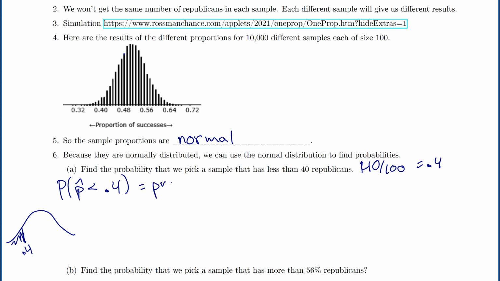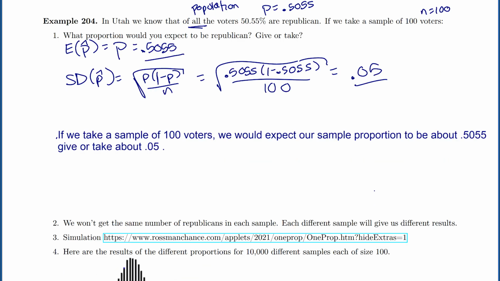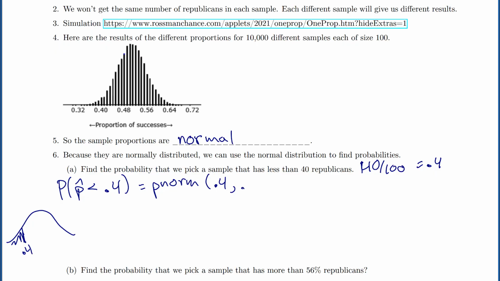So we'll use pnorm because it's a normal distribution. I'm interested in a p hat of 0.4. I know the mean, so we have to come up and see what we found. Our expected value is 0.5055, and the standard deviation is 0.05. So we'll put 0.5055, and then we'll use 0.05 as the standard deviation. And that should be something about like 0.0174.